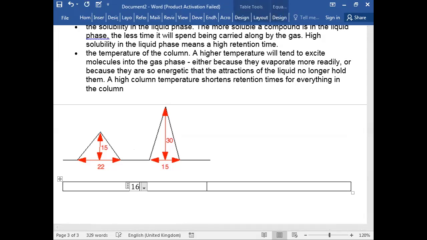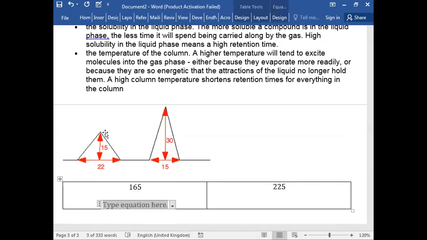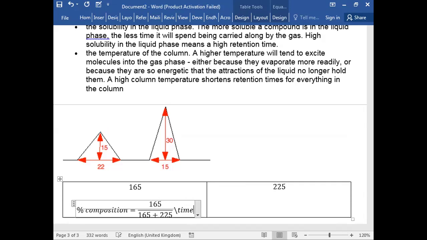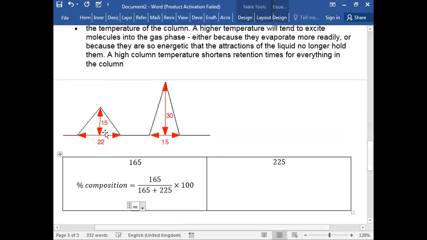Areas का कितना आया? 165 and this one is 225. The percentage composition अगर निकालनी है, 165 over 165 plus 225. कितनी आ रही है percentage composition? And the other one?